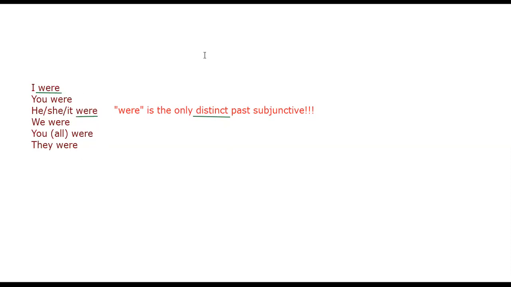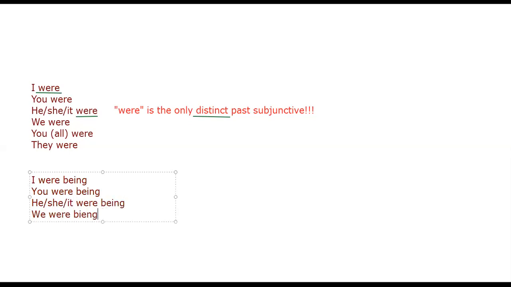And for the continuous aspect, it's really just the ing verb but with were in front. So I were being, you were being, he, she, it were being, we were being, you all were being, and they were being.